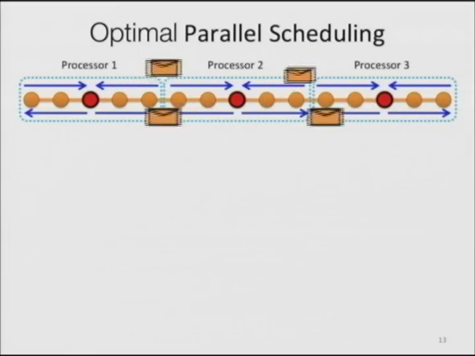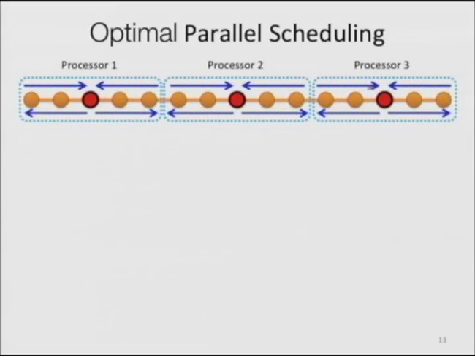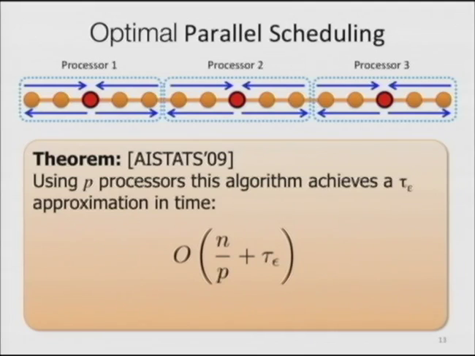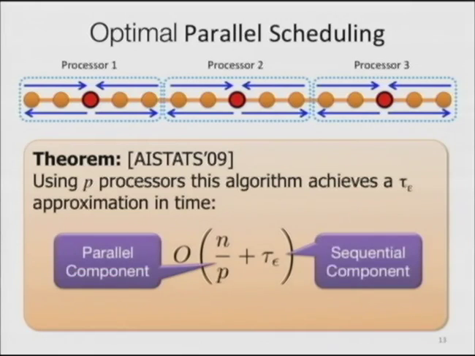Then we exchange messages across processors, and then again repeat this process. Okay? And now we were able to show that this particular algorithm on this chain model has running time n over p plus tau epsilon. Right? So I have n variables, p processors, and tau epsilon becomes my sequential component. So this nicely breaks the problem into a parallel component, the n over p, and tau epsilon sequential component.